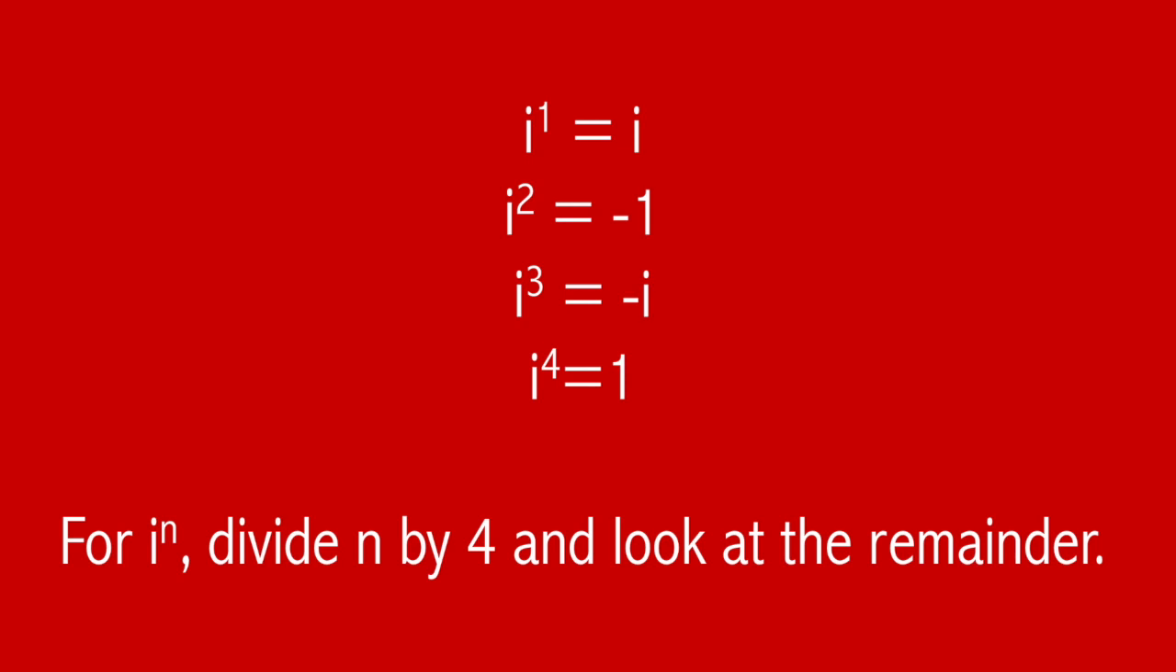For any other positive whole number in the exponent n, divide by 4 and look at the remainder. If the remainder is 1, the answer is i. So i raised to the power 5: 5 divided by 4, remainder is 1, so it is i. If the remainder is 2, let's say for the number 6, i raised to the power 6: 6 divided by 4 has the remainder 2, and therefore it is -1.